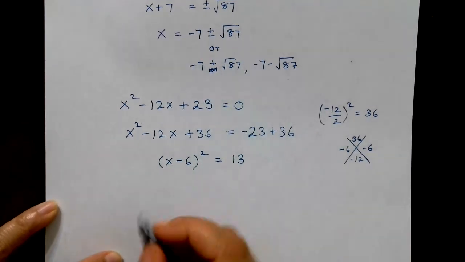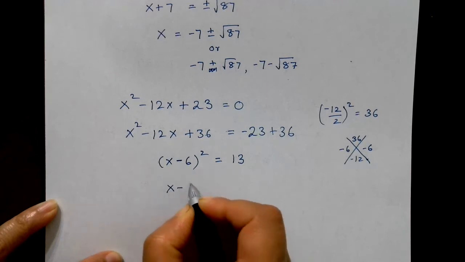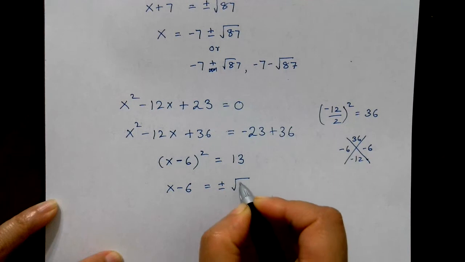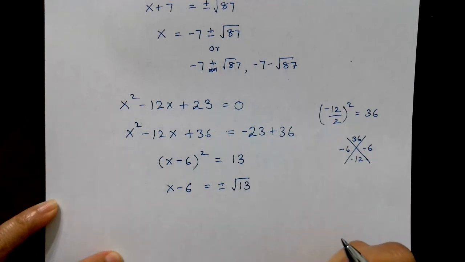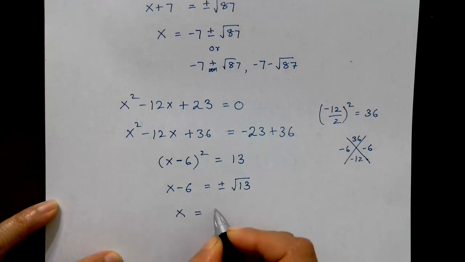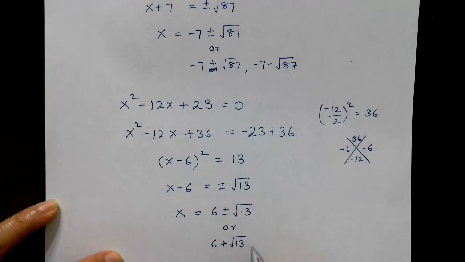Now, inverse operation should give you the answer. Take the square root on both sides. You get x minus 6 equals plus or minus the square root of 13. And then you add 6 to both sides. That gives you 6 plus or minus the square root of 13. Or 6 plus the square root of 13 and 6 minus the square root of 13.